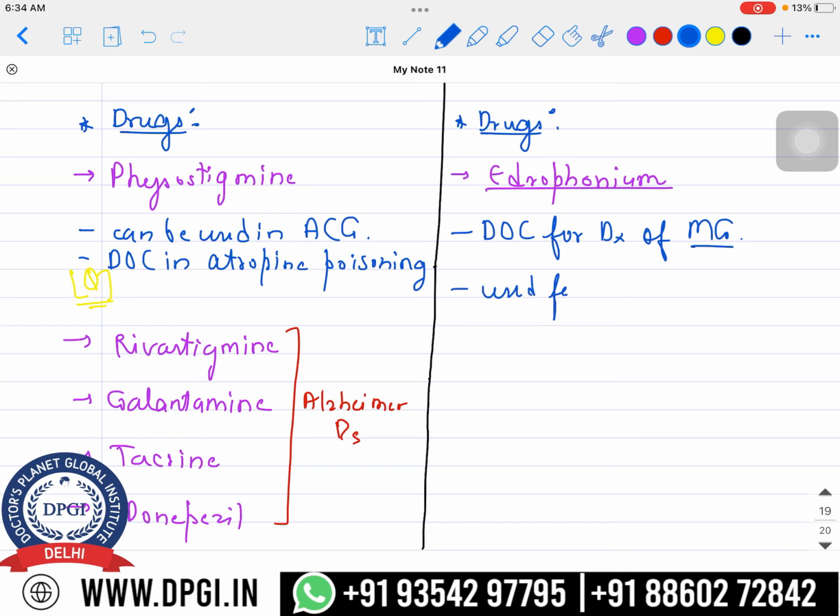Okay, so it can be used for differentiating the cholinergic crisis from myasthenia gravis. Actually, what happens is, if the patient is coming with a cholinergic crisis and you give edrophonium to this patient, edrophonium has a very short half-life. So you give this drug to the patient, and after a few minutes only, the effect of the edrophonium will vanish. That's why we use it just for confirming our diagnosis of myasthenia gravis.